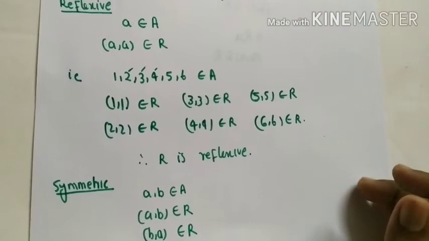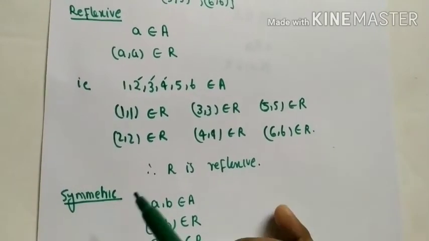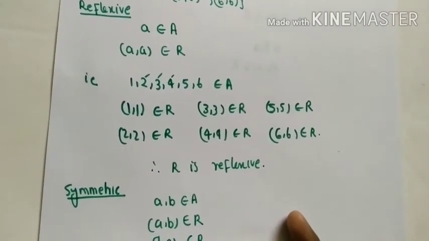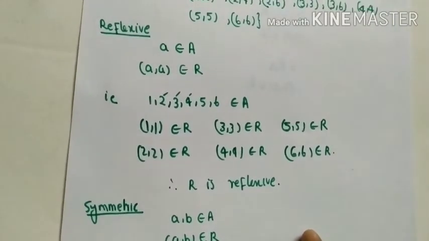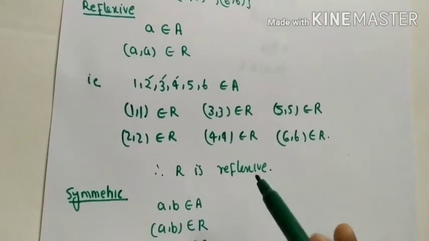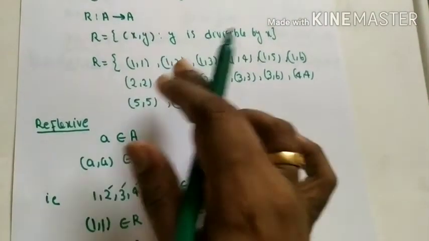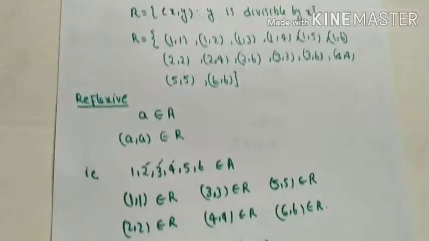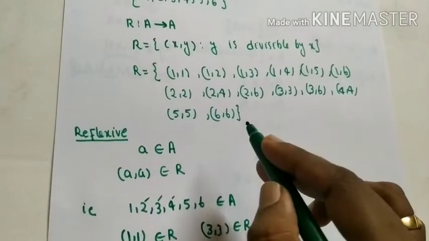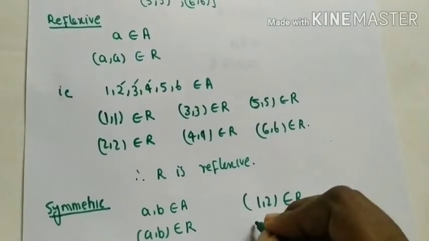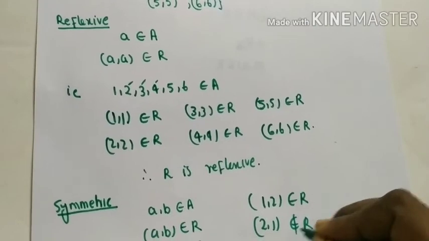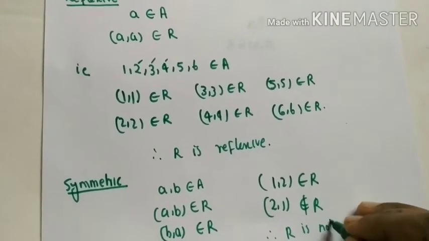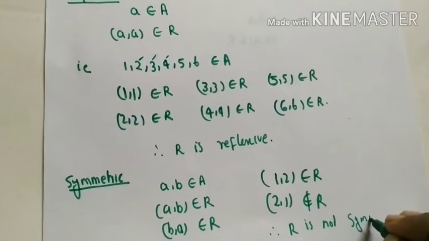Okay, let us check for the symmetric relation. In a symmetric relation, (a, b) is an element of R, which implies that (b, a) is an element of R for all a, b in A. So observe that (1,2) is an element of R, but (2,1) is not in the relation. Therefore R is not symmetric.